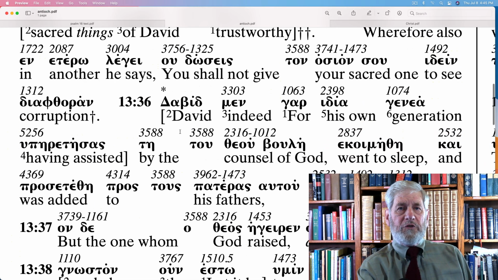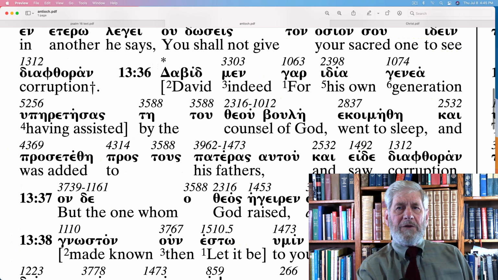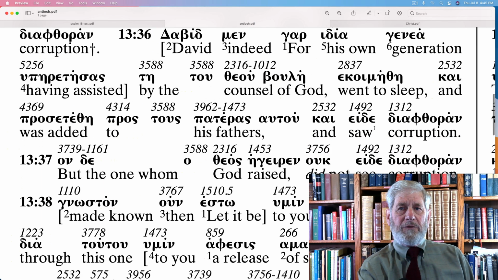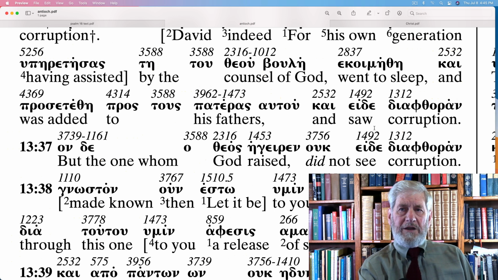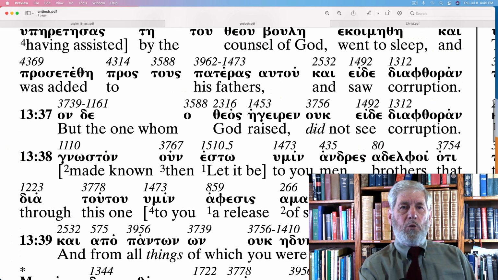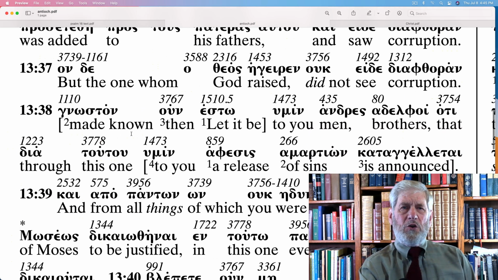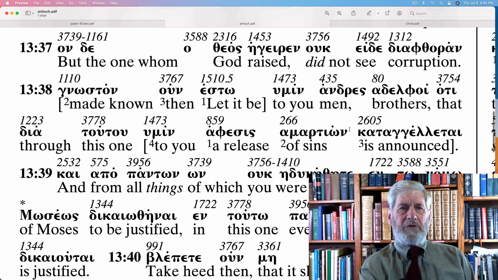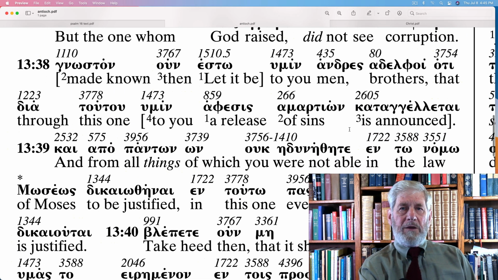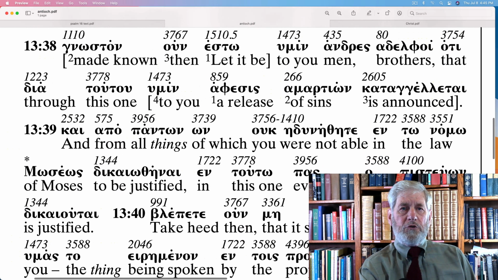And he continues and shows that for David, indeed, having assisted his own generation by the counsel of God, went to sleep and was added to his fathers and saw corruption. So he is showing here, Paul is showing that this quotation of what we read is about Jesus. But the one whom God raised did not see corruption, that is Jesus. Let it be made known to you then, men and brothers, that through this one a release of sins is announced to you.